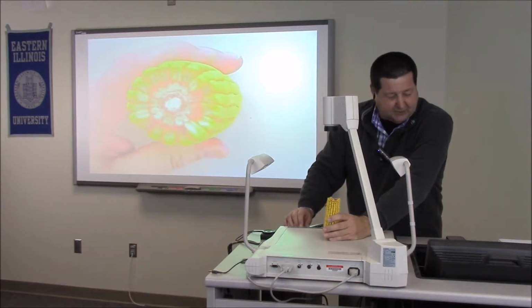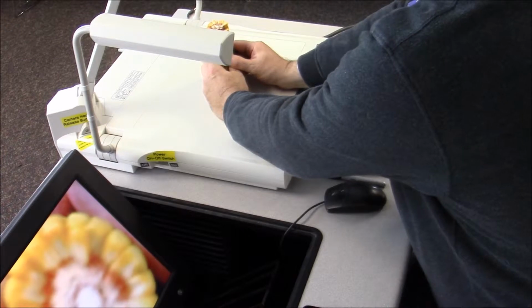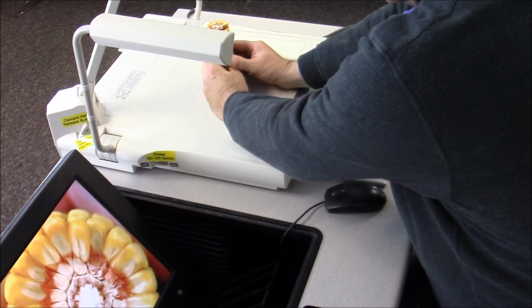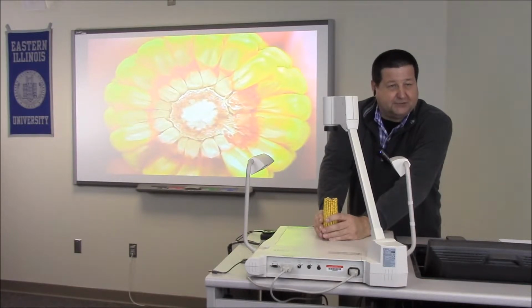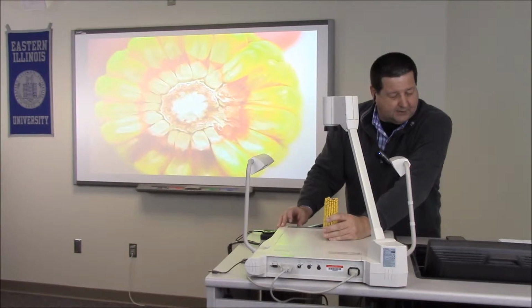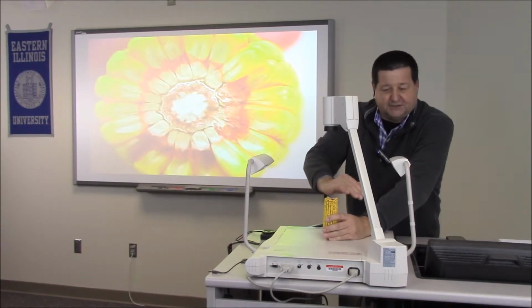So let me zoom in here a little bit and then just pause for a moment. You can see me shaking. With the zoom in capability, it magnifies if you're shaking a little bit, but it gives me an opportunity to show you another feature of this document camera. It's something called still picture. So I just took a snapshot of this ear of corn, this cross section.